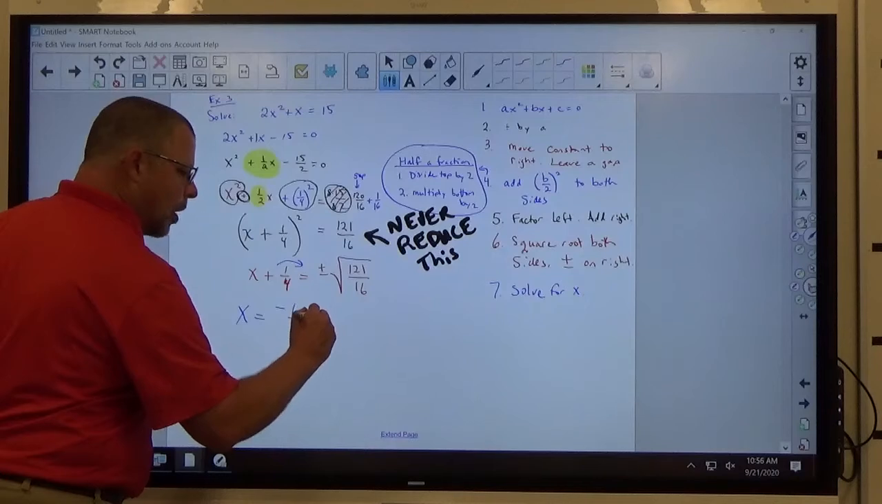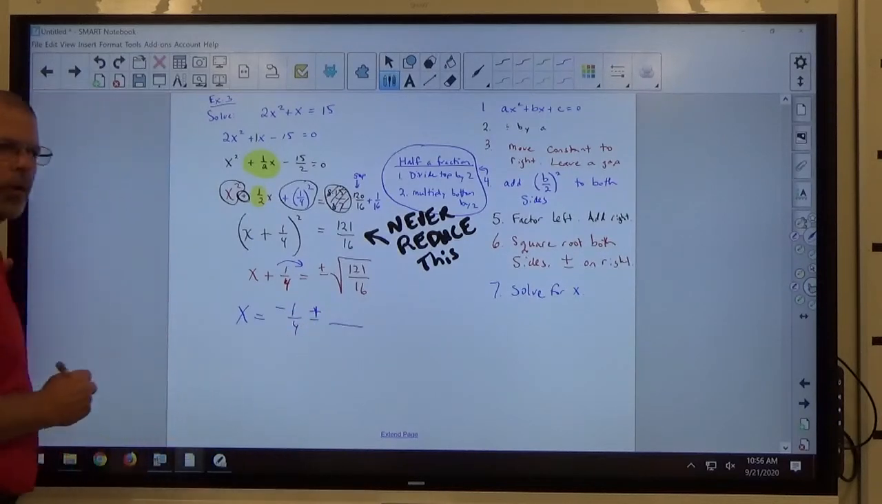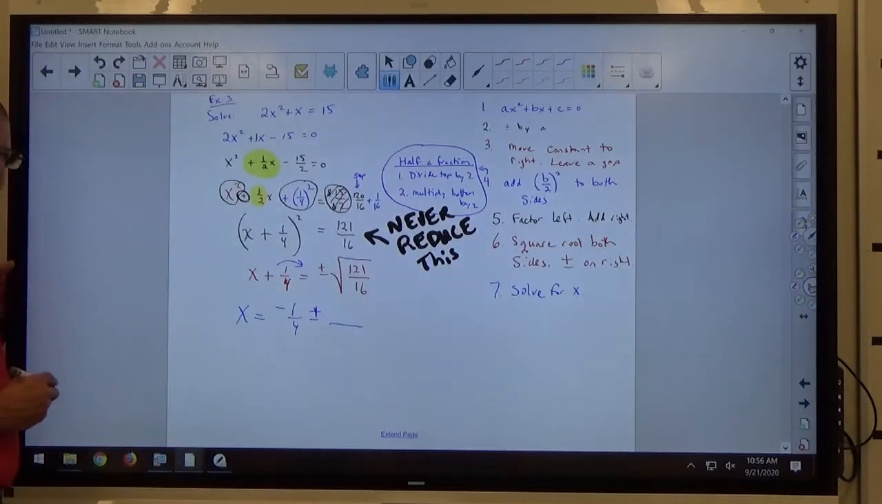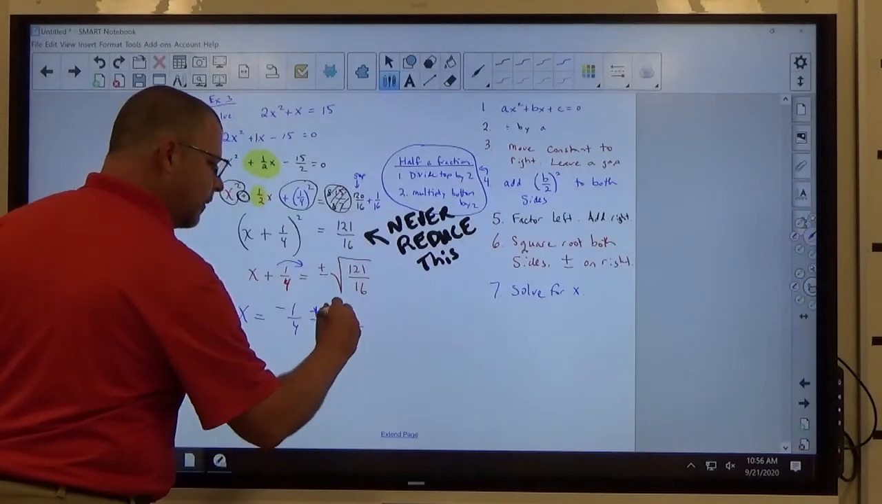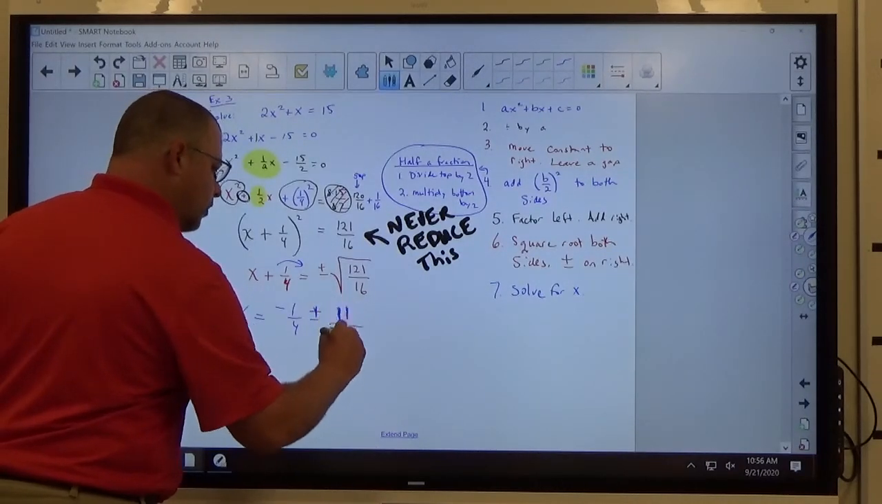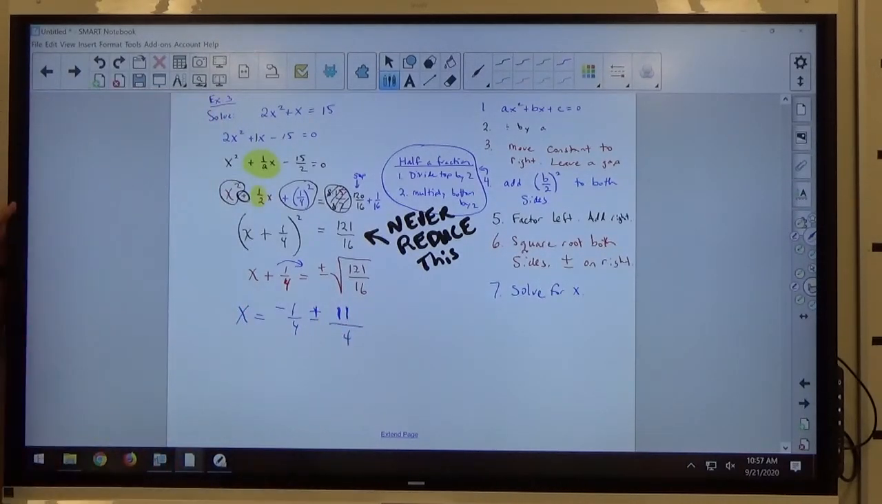Now let's deal with the square root here. What's the square root of 121? 11. What's the square root of 16? 4. So, negative 1/4 plus or minus 11/4. Okay, now, if that ended up being a square root expression, say it says negative 1/4 plus or minus the square root of 17 over 4. Let's say it said that. You're done. Nothing else you can do.